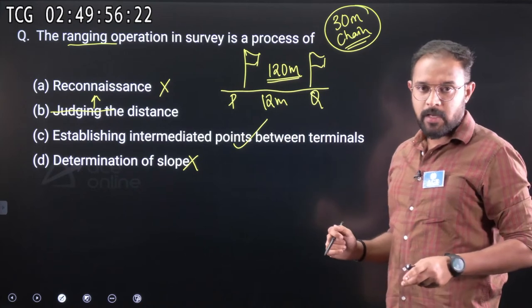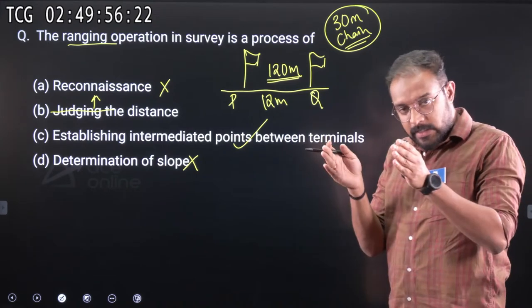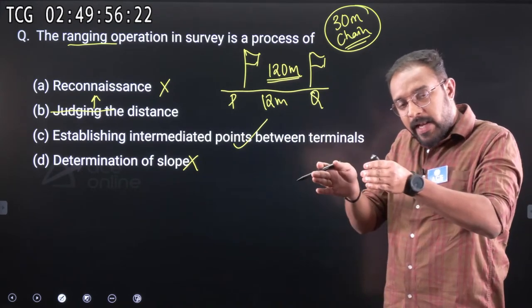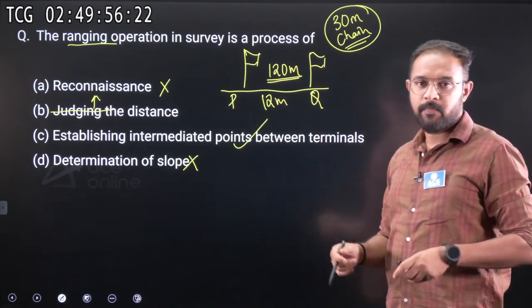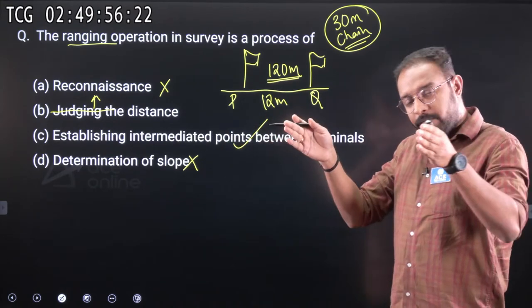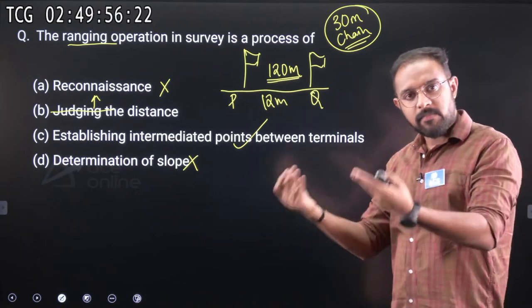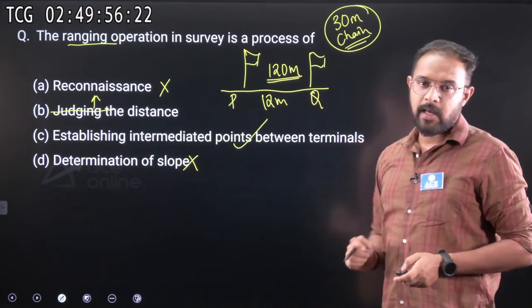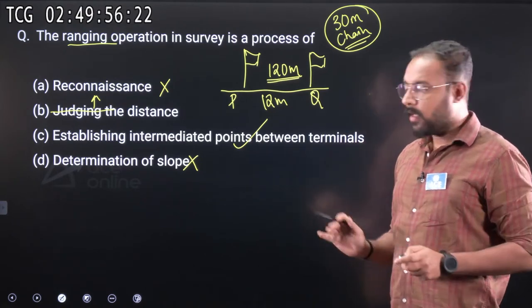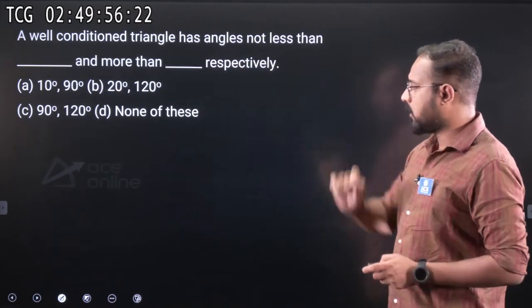Please remember that. Right. When is ranging required? Ranging is required only when the survey line is longer than the given chain length. Now, if our survey line is shorter than the chain length, then we can measure it at once. So ranging is not required there. Okay, next.